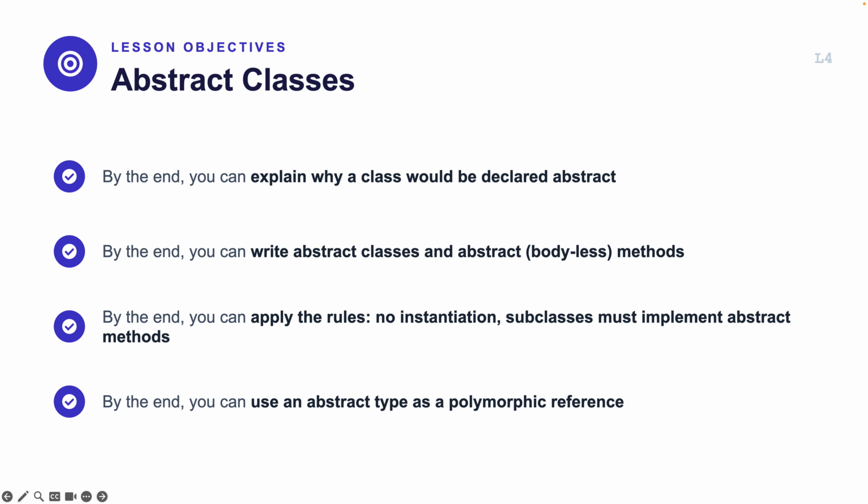Lesson objectives: you'll learn what an abstract class and an abstract method are, write the correct syntax for both, recite the rules about what you can and cannot do with abstract classes, especially that you can't instantiate one, and use an abstract type polymorphically. Each objective lines up with a common exam trap, so let's keep them front of mind.